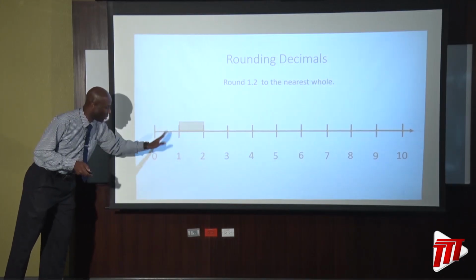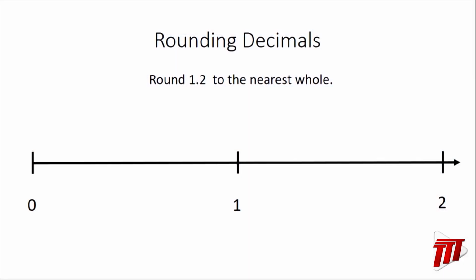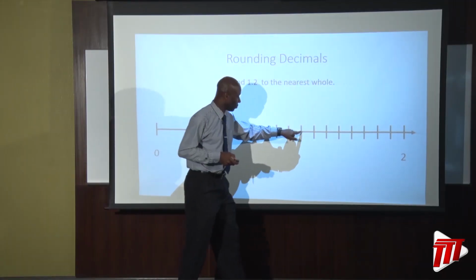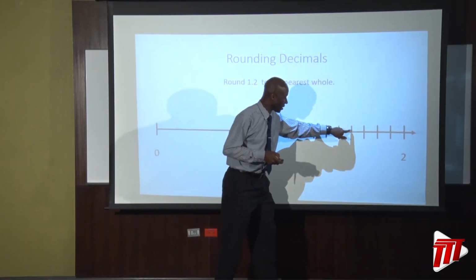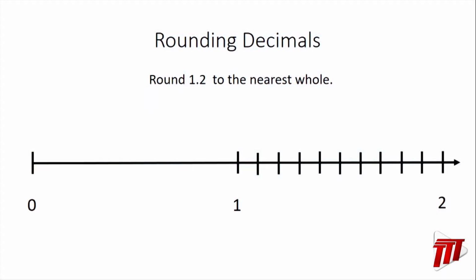I'm going to zoom in on this particular area here. So let us see where 1 2/10 is going to fall. We already established that it's going to be between 1 and 2. So I am going to divide that distance between 1 and 2 into 10 equal parts. 1, 2, 3, 4, 5, 6, 7, 8, 9, 10. So each distance is going to represent a value of 1/10.